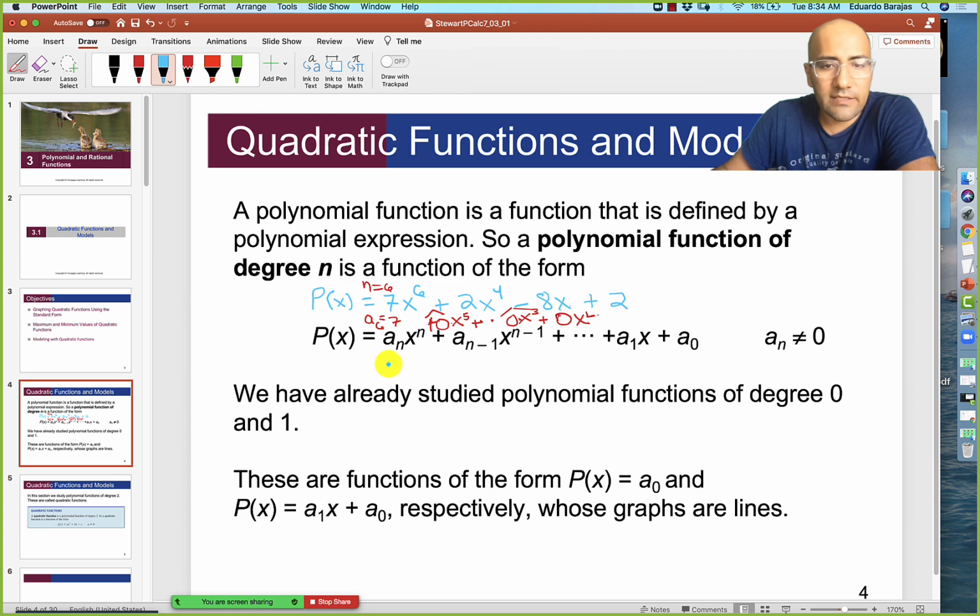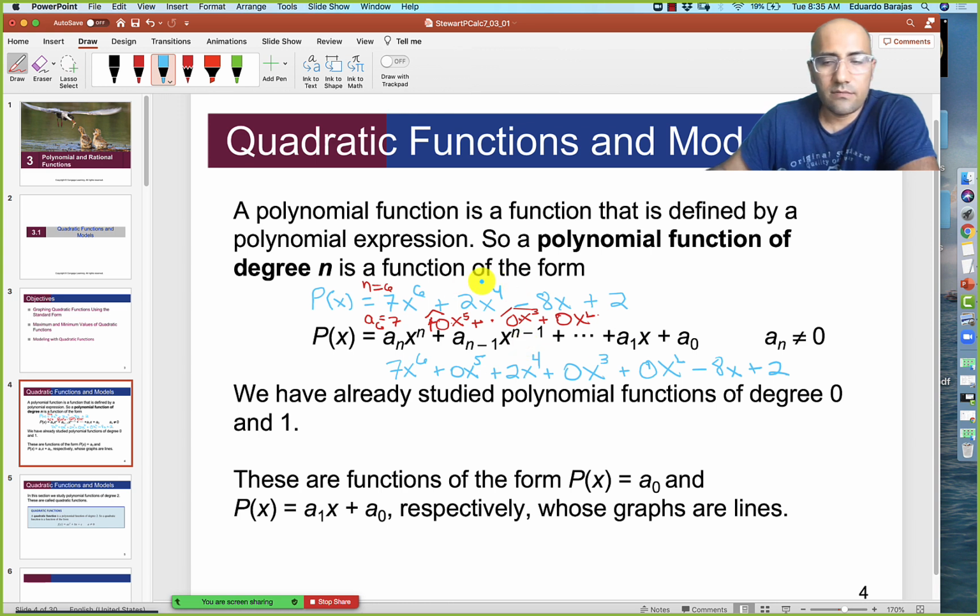Does that make sense? Got kind of messy, so maybe I should write it over here. 7x to the 6th plus 0x to the 5th plus 2x to the 4th plus 0x to the 3rd plus 0x to the 2nd minus 8x plus 2. Okay, so then what we've done now is written it into this sort of polynomial form where a sub 6 is a 7, a sub 5 is a 0, a sub 4 is a 2, right, and so on and so forth. A sub naught, or a sub 0, this one, is a 2, which is the constant of our polynomial.